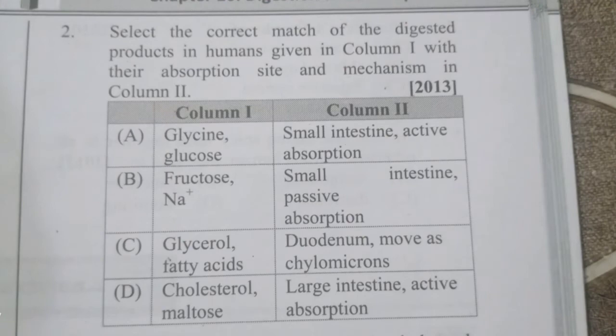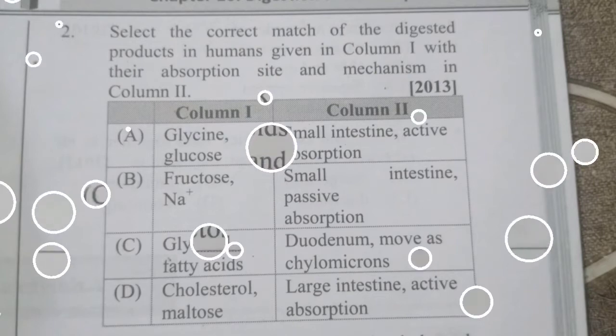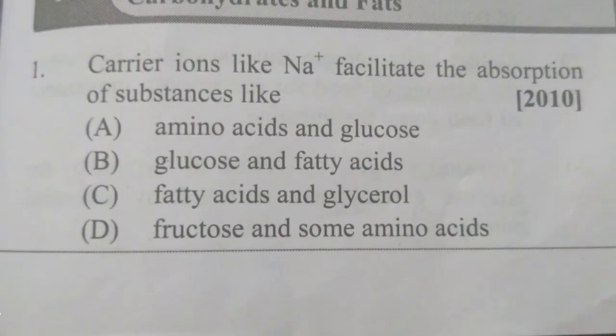Okay, our next question is on the screen itself. We need to choose the correct match. So let's check out option A. Glycine or glucose is absorbed in the small intestine and it is by active absorption. So this is the correct answer itself. So next question 2 is completed.